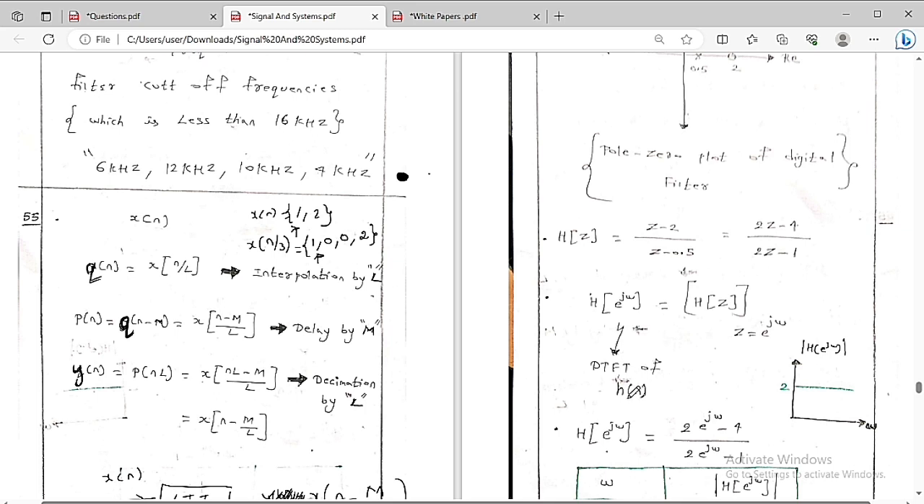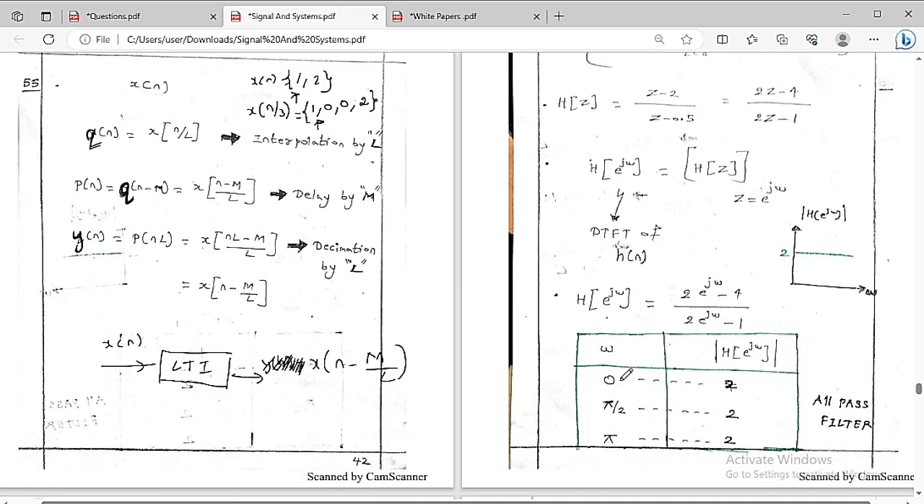Because on h of n, if you perform the z transform, we get H of z. On h of n, if you find the discrete-time Fourier transform, we get H of e to the power of j omega. So in the z transform, if we substitute z equal to e to the power of j omega, we get the corresponding Fourier transform. Now let us see, for different values of omega, what we get.